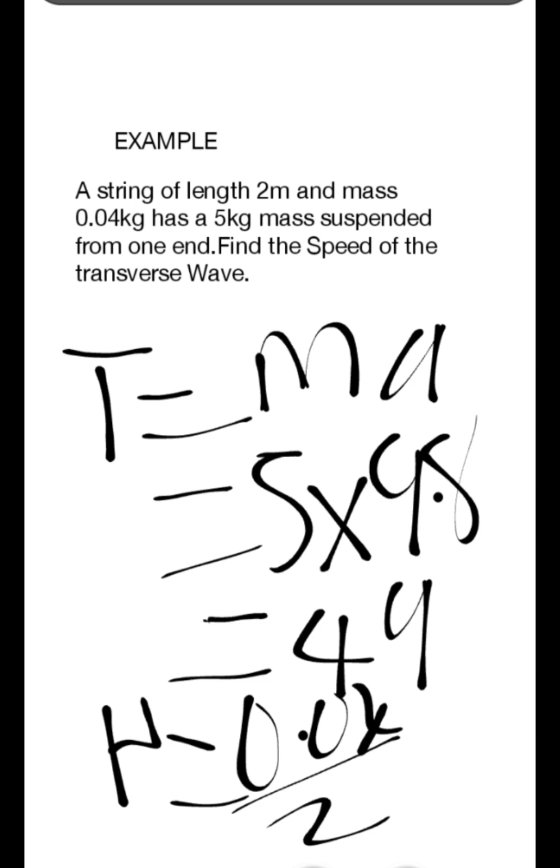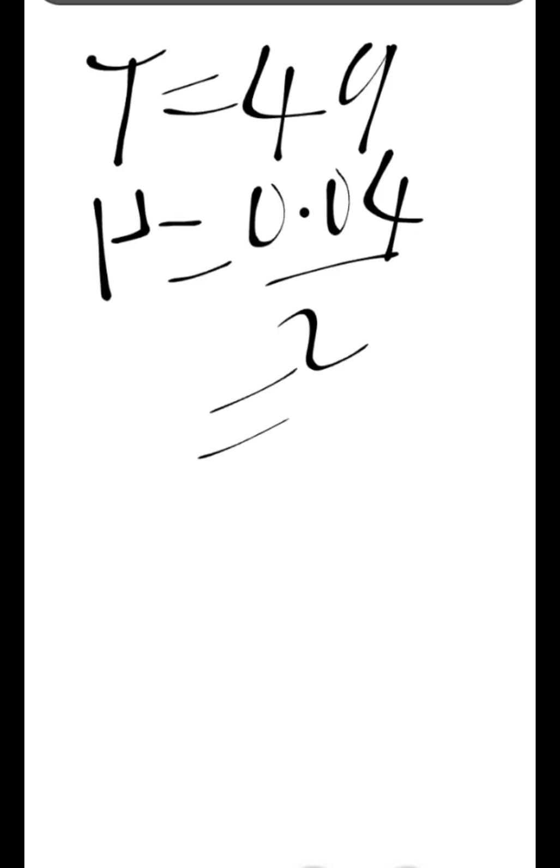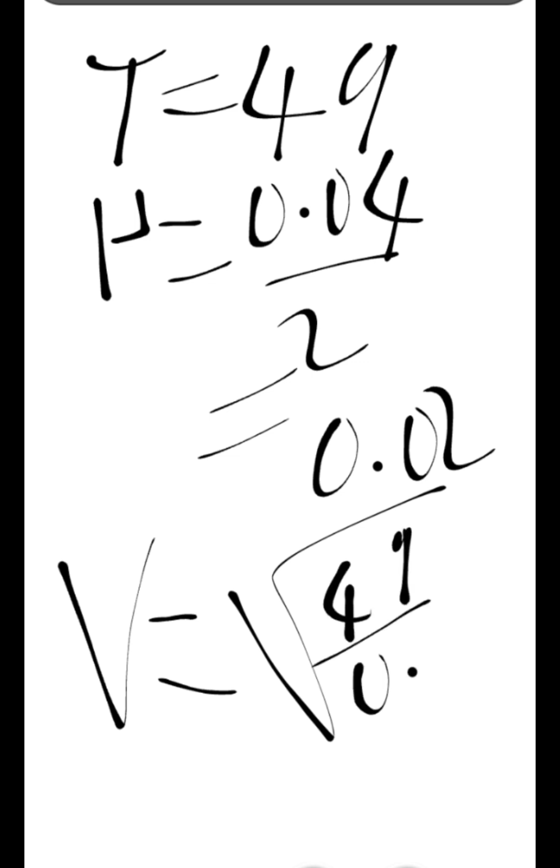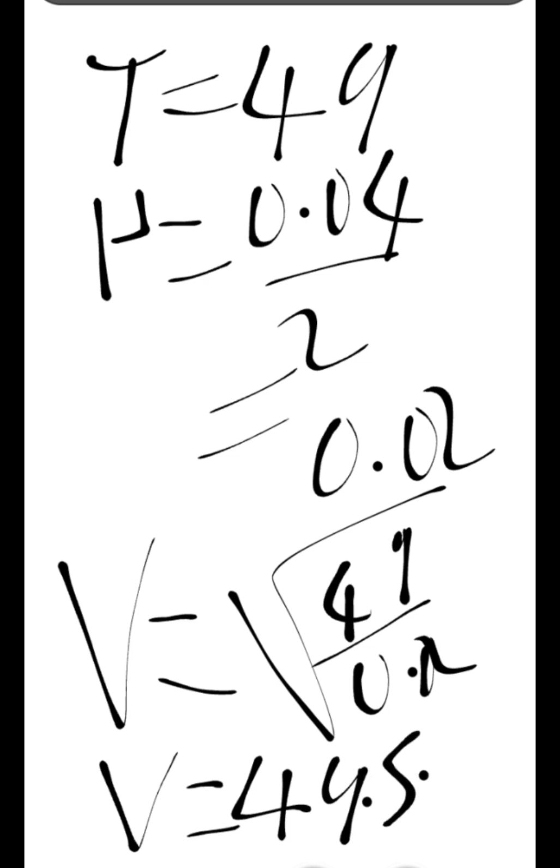Now to find the speed, we just go in the formula, which is 49 for the tension over 0.02 for the linear density. At the end, the answer for speed is going to be 49.5, which is meter per second. So that would be our answer. There is a second here, it's just that it's failing to write it here. So there is a meter per second there.